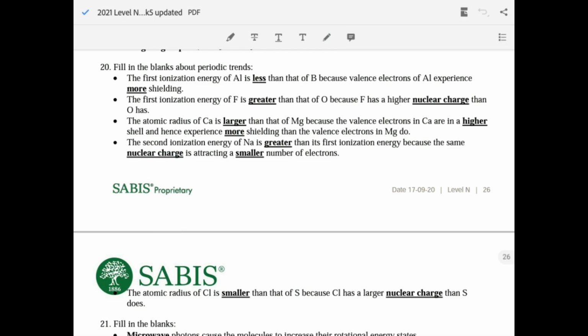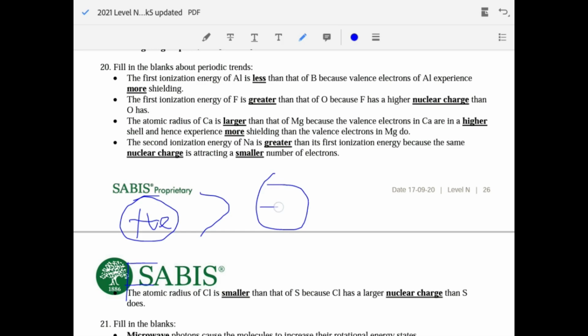As for the ionization energy of F, it's greater than O, because F has a higher nuclear charge. What this means is that F is more positive compared to oxygen, which is why it attracts the electrons more.